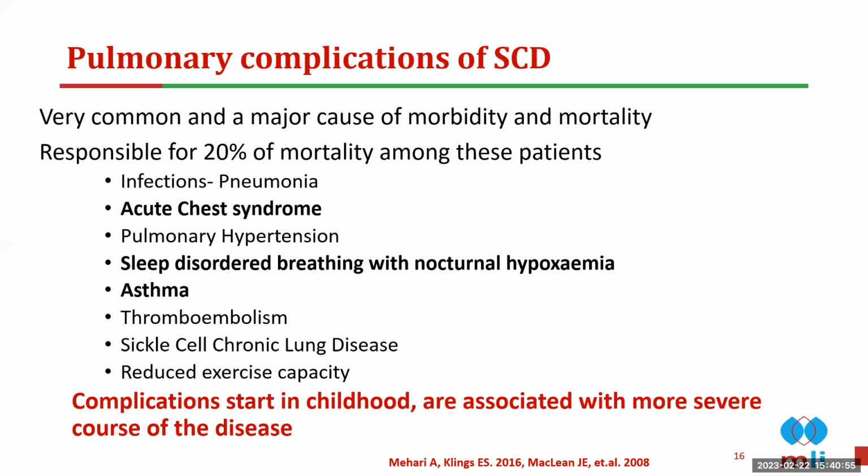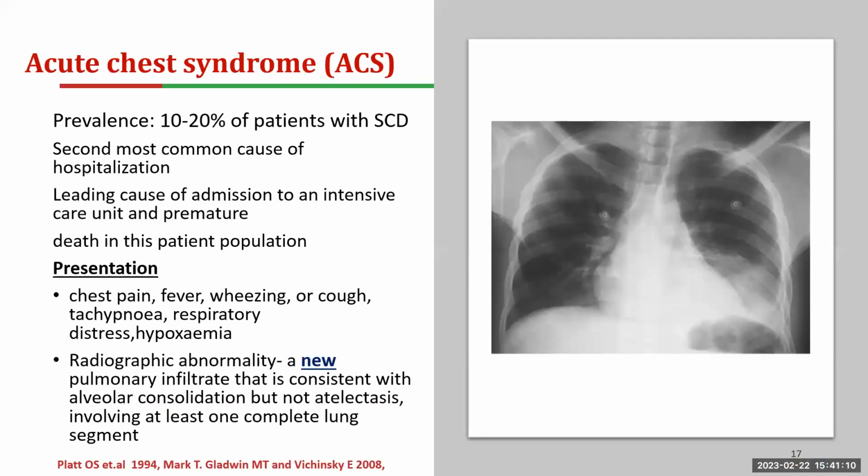There are other complications. But what is very important to note is that these complications actually start early, in early childhood, and they're associated with a more severe course of the disease, and eventually with higher rates of mortality. So just a bit about acute chest syndrome. Studies have shown that it occurs in 10 to 20% of children with sickle cell, and it's the second most common cause of hospitalization. Actually, it's the leading cause of admission to an intensive care unit and premature deaths in this population.